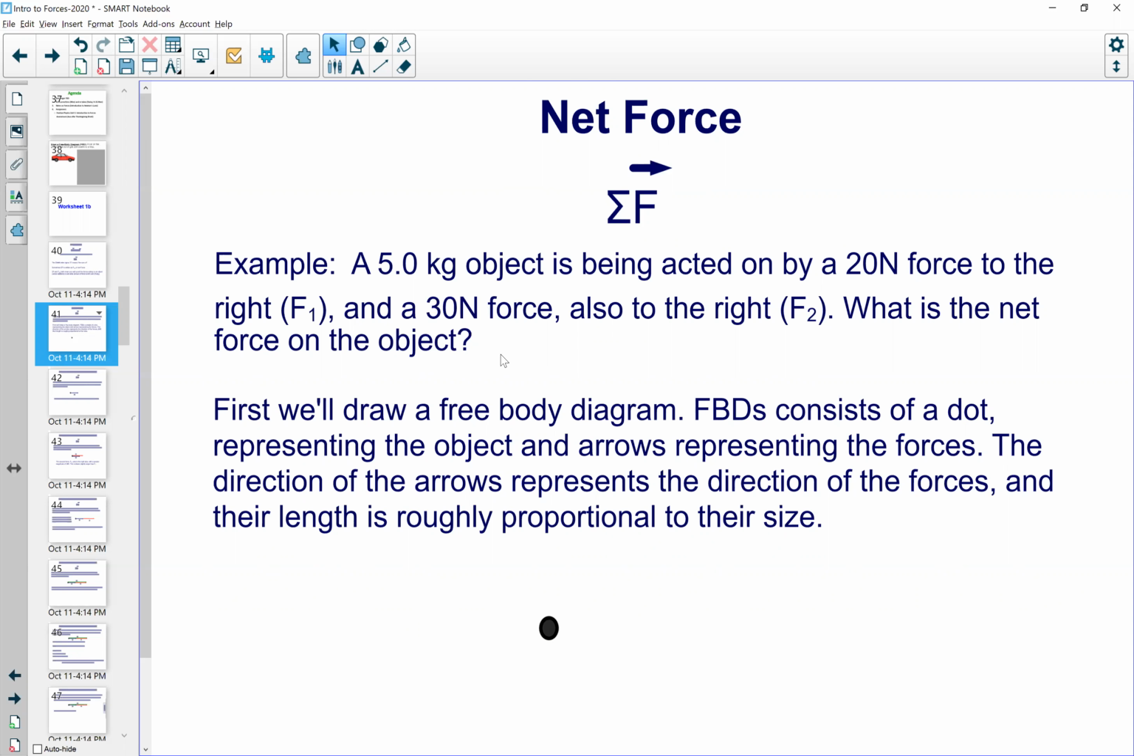So maybe we've got a dresser being pulled across the floor by one person and pushed by another person. So both forces acting in the same direction. What is the net force on the object? So if you have some background with forces and you kind of understand what's going on here, what's the answer?